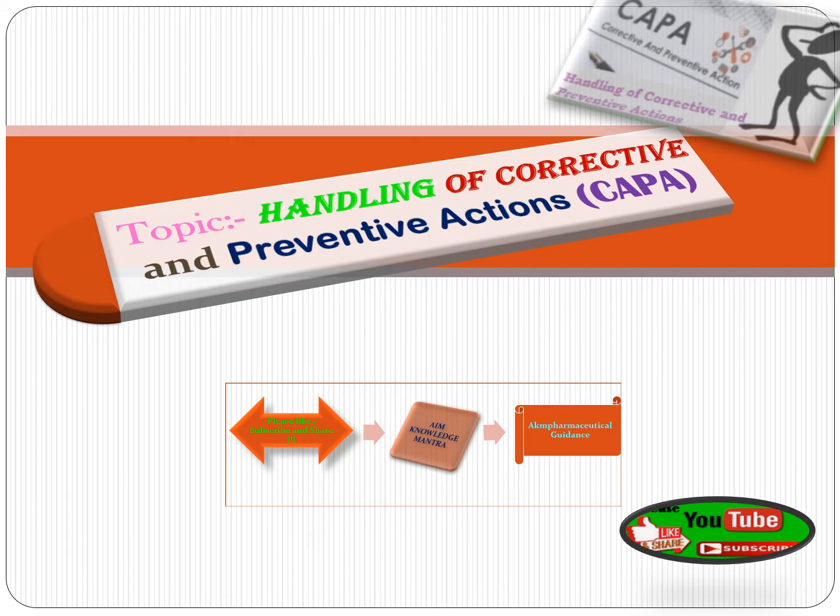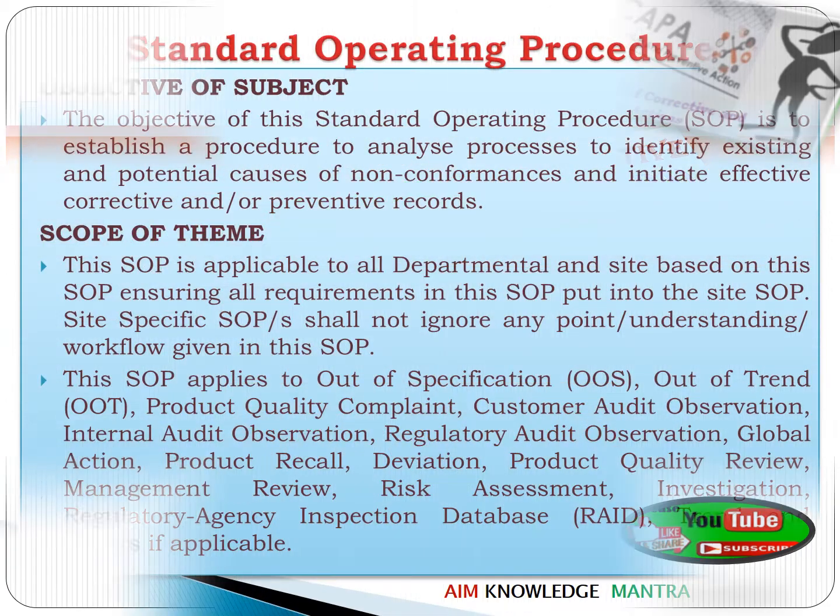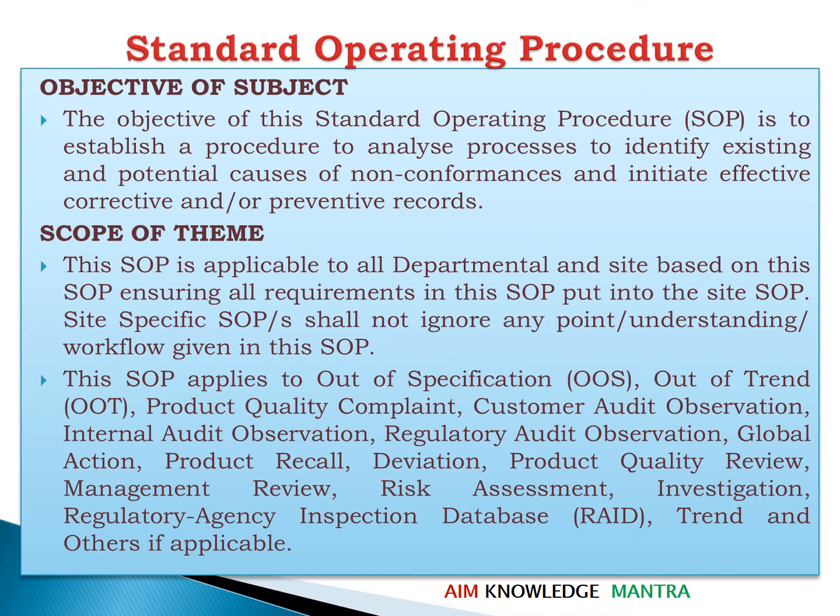Topic: Handling of Corrective and Preventive Actions, CAPA. Standard Operating Procedure. Objective of Subject. The objective of this Standard Operating Procedure, SOP, is to establish a procedure to analyze processes to identify existing and potential causes of non-conformances and initiate effective corrective and/or preventive records.